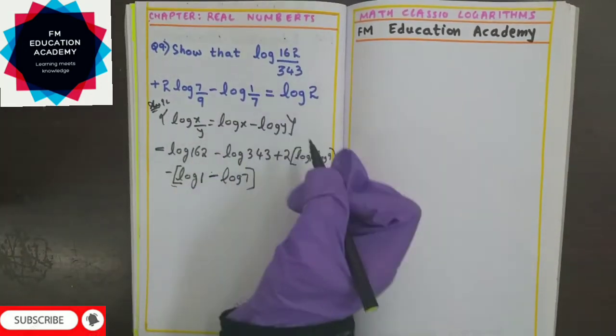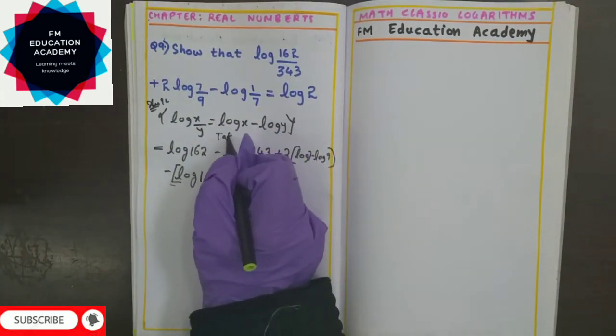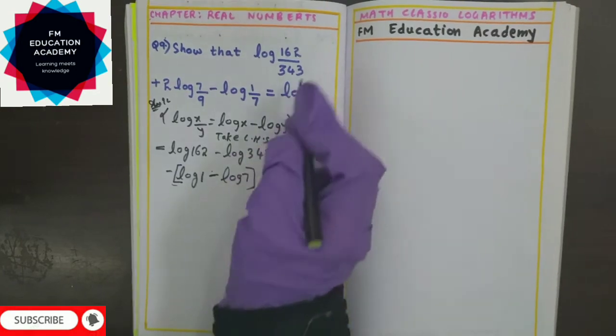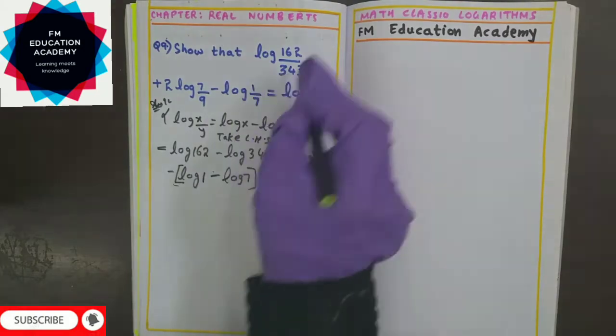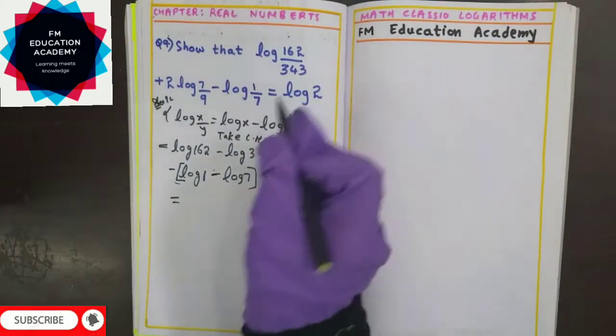Here we'll consider LHS, take LHS, because we have to prove this LHS is equals to RHS, log 2. Our final answer should be log 2. So I am considering LHS. Okay, I'll get the answer as log 2.